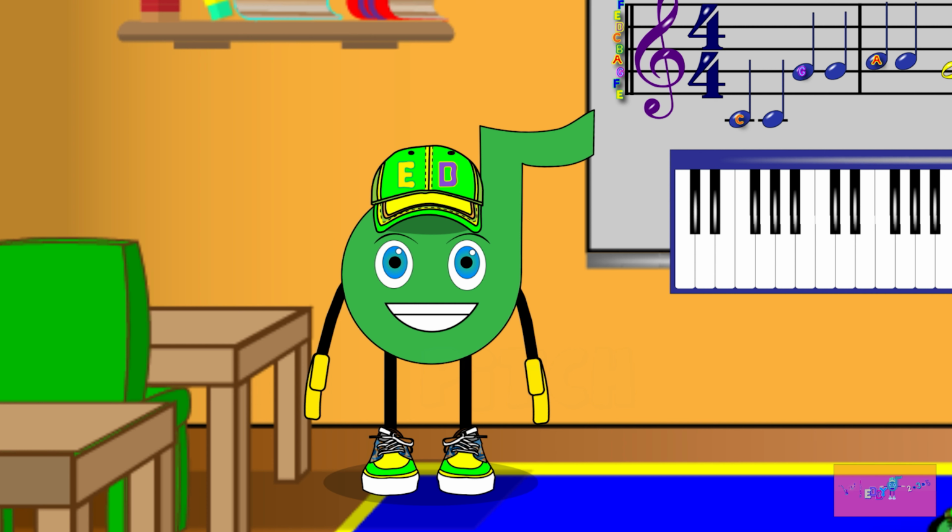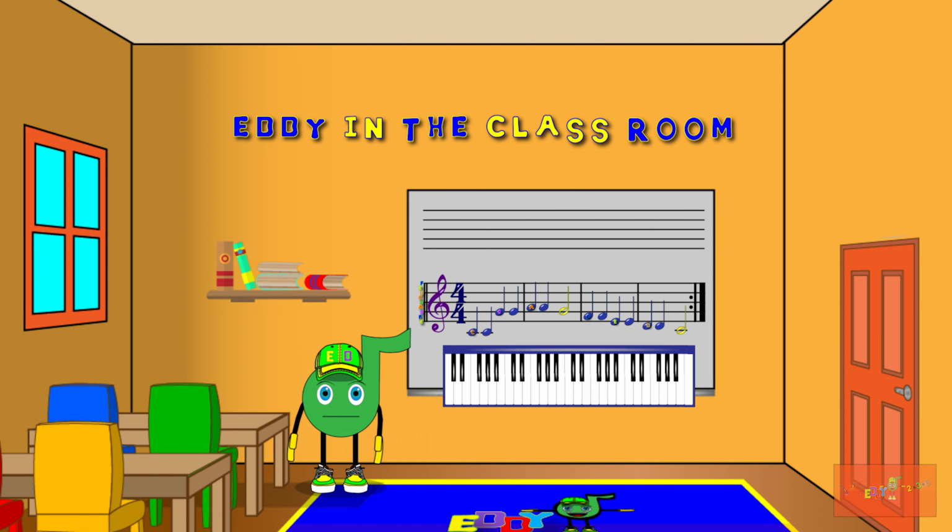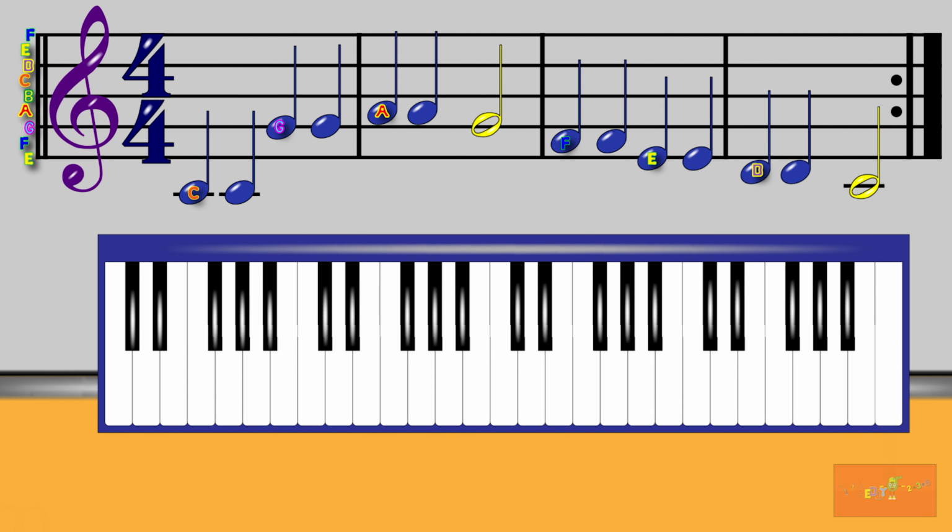Very good. If you didn't get it perfect that time, try it again. Let's play it once more, except this time we're going to add accompaniment. Now try to focus on your part. Ready? 1, 2, ready, go.